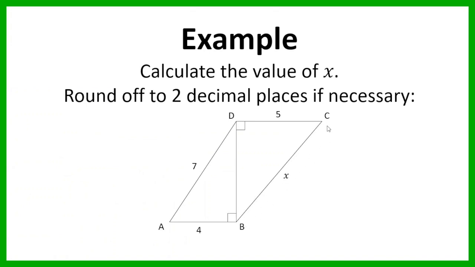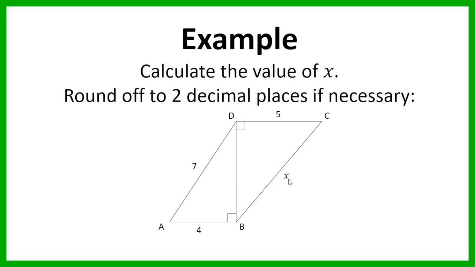Now, x is part of triangle BDC. Now, in triangle BDC, I only know one side. I only know the length of CD. I do not know the length of BD. The problem with that is that it means that I can't work out x using Pythagoras yet for that triangle. What I can do though is I can work out the length of BD using Pythagoras in ABD, in this triangle. Okay, so I'm going to use the Pythagorean theorem to work out the length of BD in triangle ABD. Then I can use that to help me to work out the length of x. Okay, so that's what we're going to be doing.